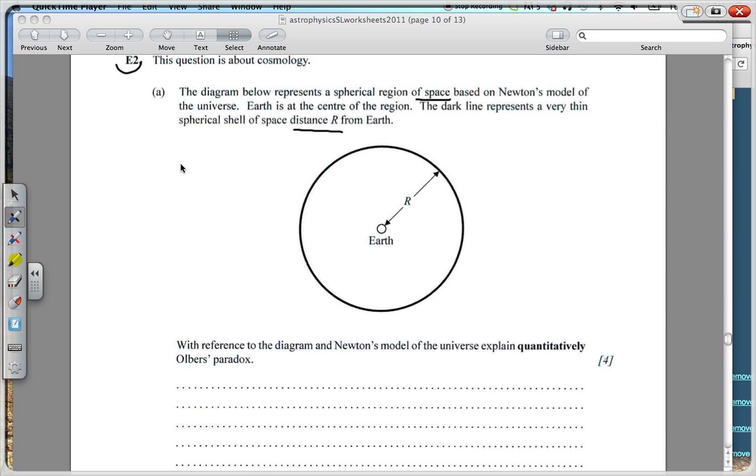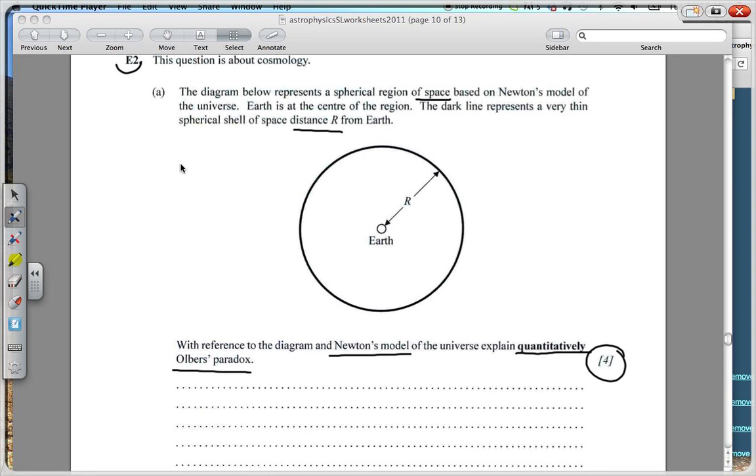So, with reference to the diagram and Newton's model of the universe, explain quantitatively Olber's paradox. So this quantitative means that you've got to do it with numbers, formulas, and so forth. Now, this is 4 marks, so we need to make sure that we give all the information required. You need to basically at the beginning set out what is Newton's model.